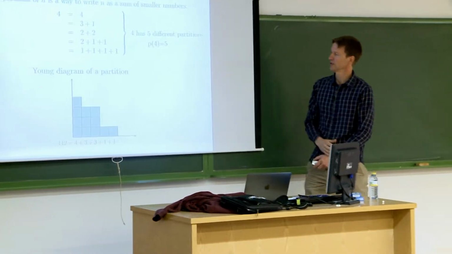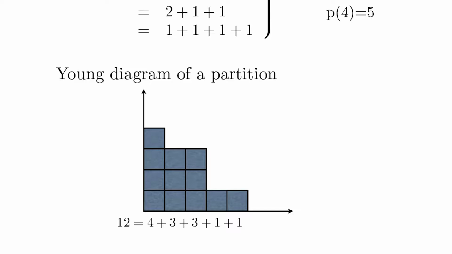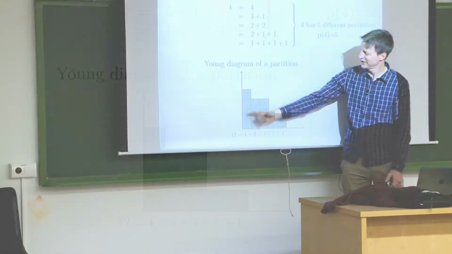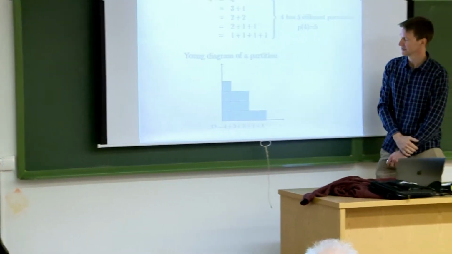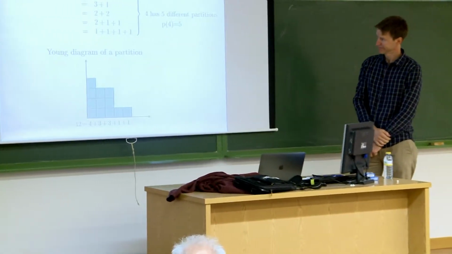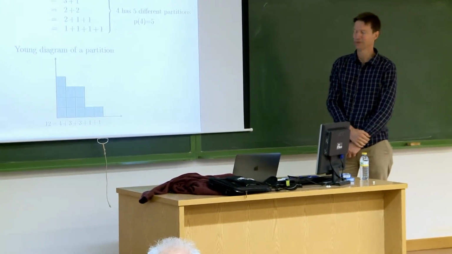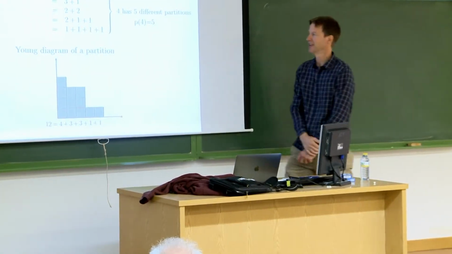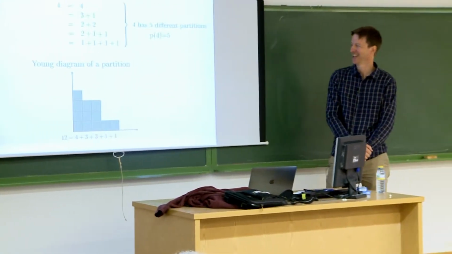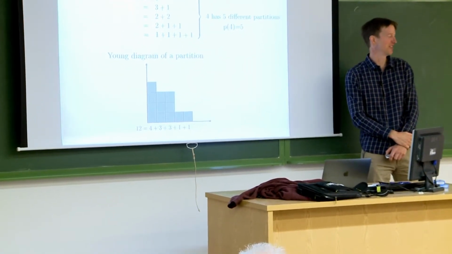Those are partitions, and associated to a partition is a picture of the partition, the graph. It's just a set of boxes that you put in a quadrant, where the heights of the boxes are the various pieces of the partition. So this is a partition of 12, 4 plus 3 plus 3 plus 1 plus 1. That's called the Young diagram of the partition, drawn in the French orientation. There are 3 ways to draw a Young diagram: the French, the American, and the Russian.